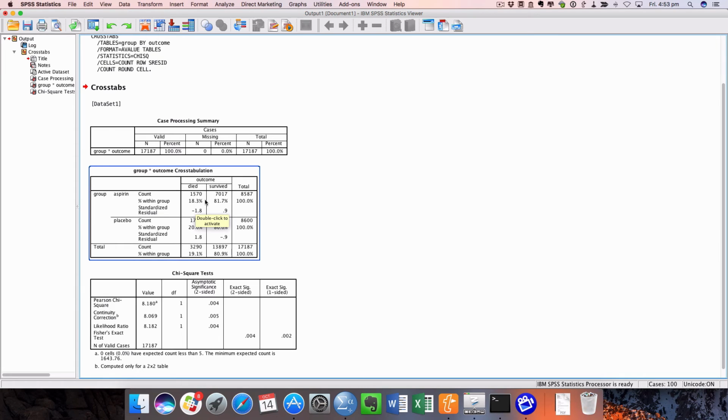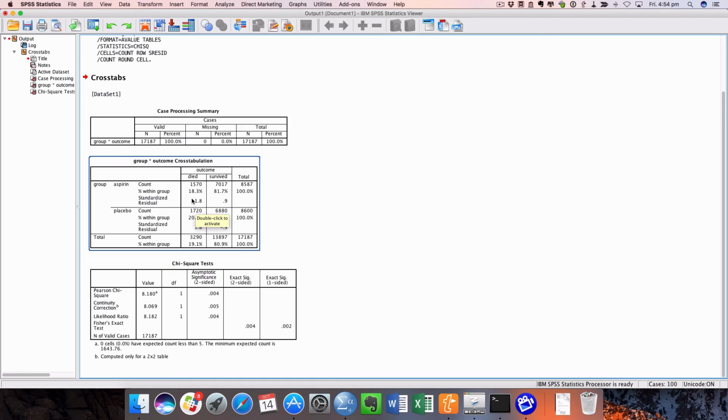Is that significant? Well, remember the chi-squared test basically will work out each of the expected values in here. So to get the expected value here, it would basically take the 8,587, multiply it by the 3,290 and divide it by the 17,187, and get an expected value, and then use that to get the chi-squared. But that's all summarized here.